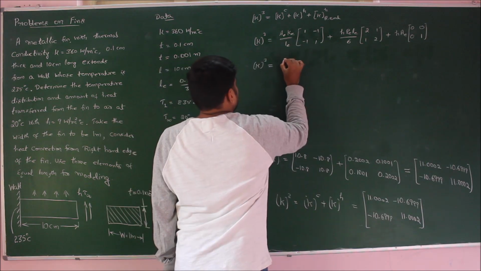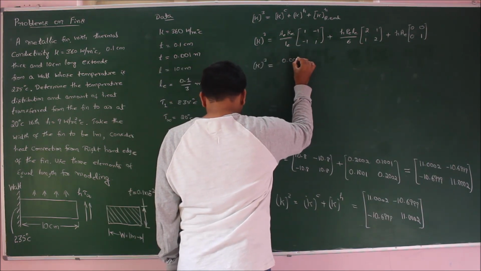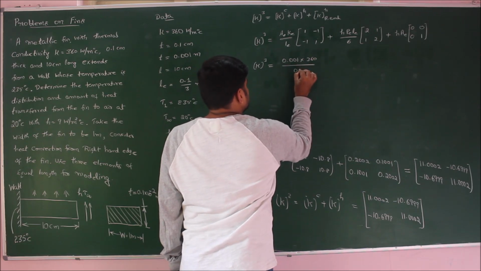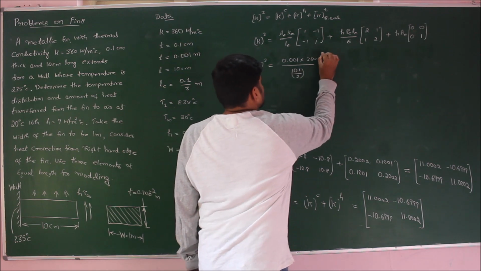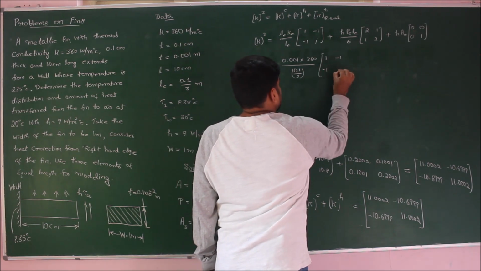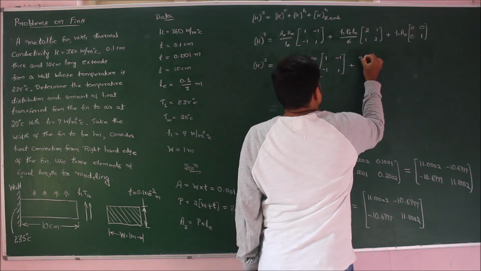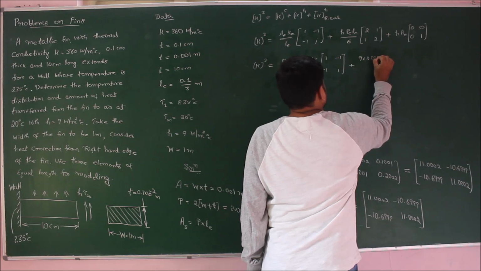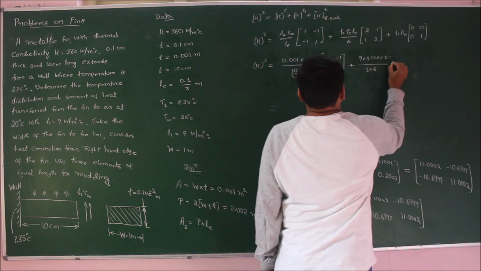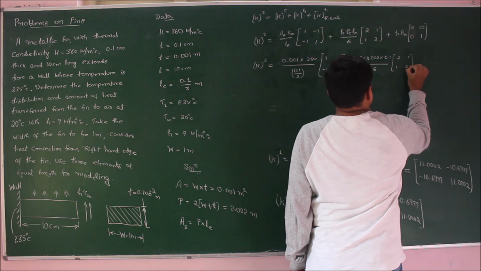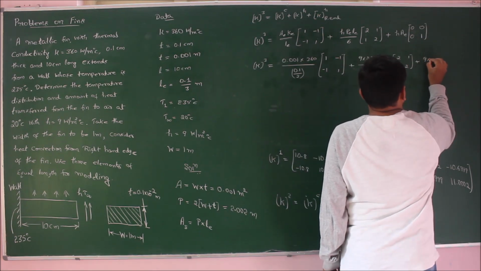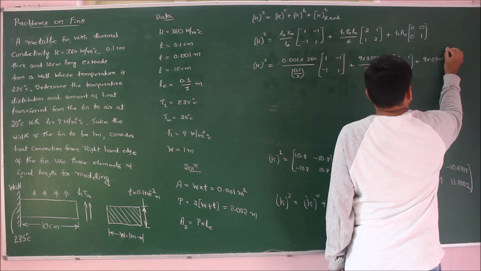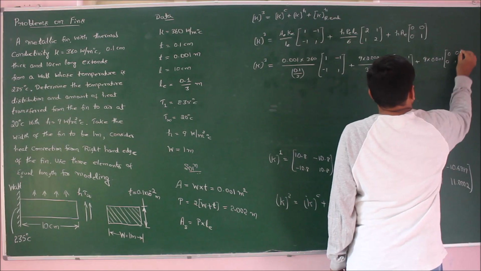Substituting the values, area of element 3 is also 0.001, thermal conductivity is 360 divided by length is 0.1 by 3 times 1 minus 1 minus 1 1, plus heat transfer coefficient is 9, perimeter is 2.002, length is 0.1 by 3 into 6, 2 1 1 2, plus convective transfer coefficient is 9, cross sectional area is 0.001 times 0 0 0 1.